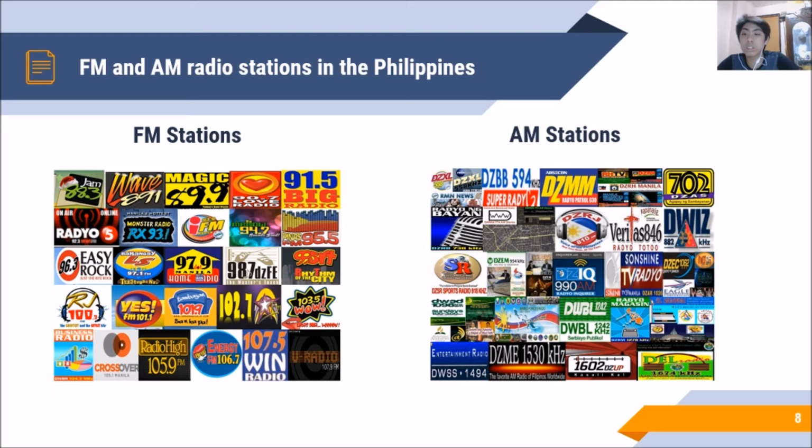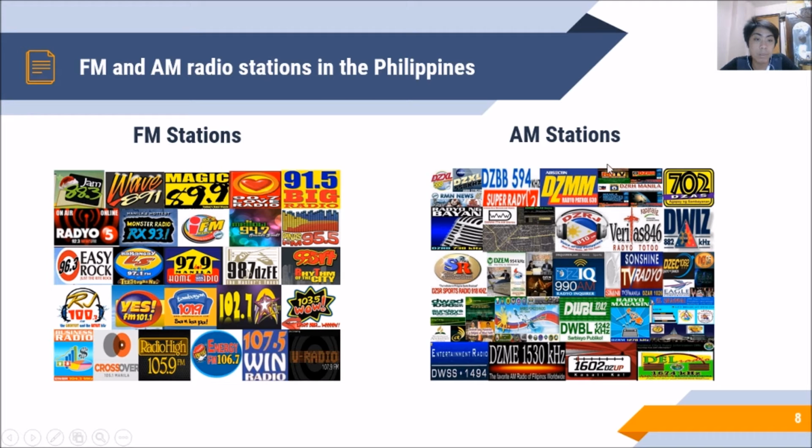Some of the notable FM stations we have in the Philippines are here, like Love Radio and Easy Rock. If you will notice their number, for Jam, it's 88.3. That's actually their frequency. The lowest is 88.3 and the highest is 107.9, which is what we said earlier. So the range is from 88 megahertz to 108 megahertz.